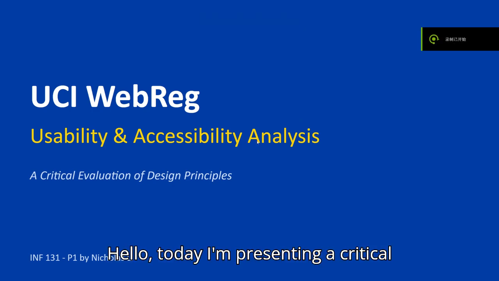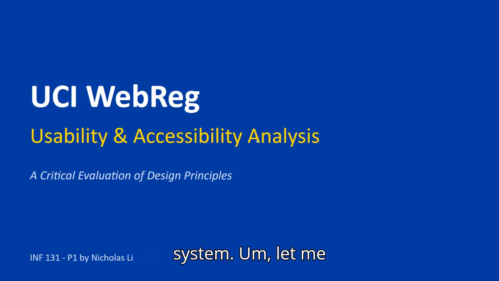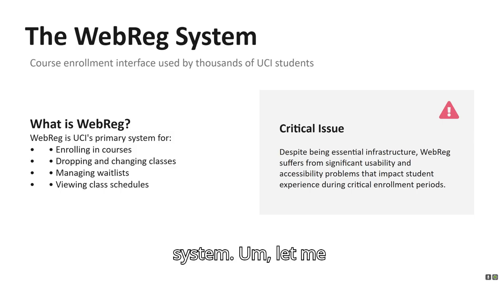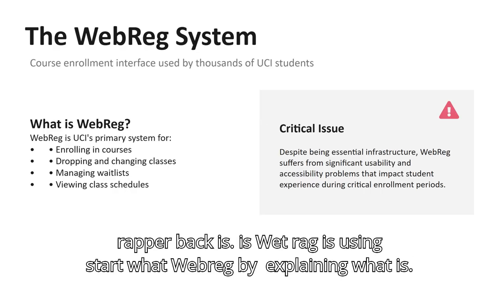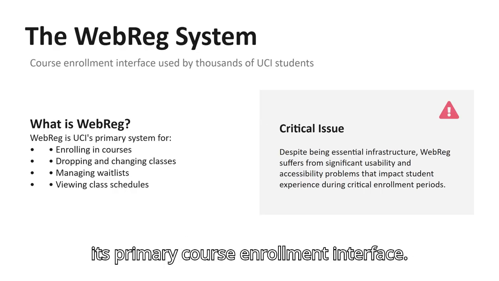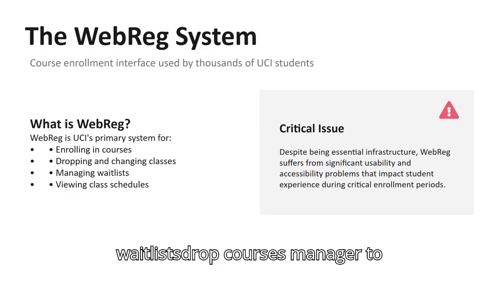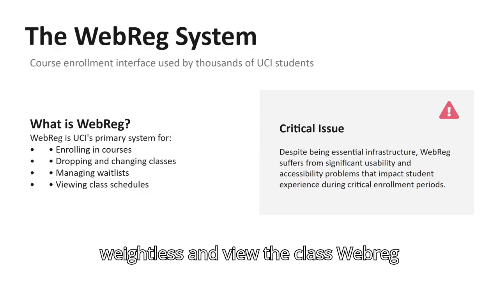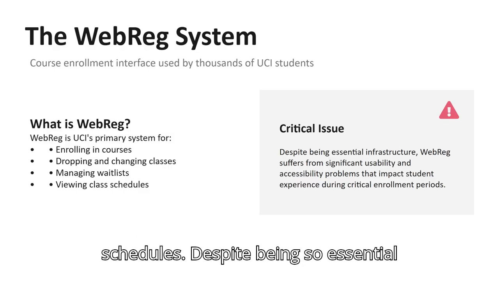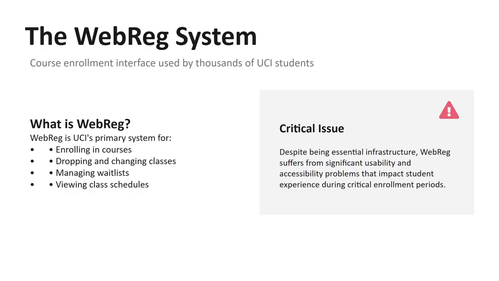Hello, today I'm presenting a critical analysis of UCI's WebRack system. Let me start by explaining what WebRack is. WebRack is UCI's primary course enrollment interface. Students use it to enroll in classes, drop courses, manage their waitlist, and view the class schedules. Despite being so essential, WebRack suffers from significant usability and accessibility problems.